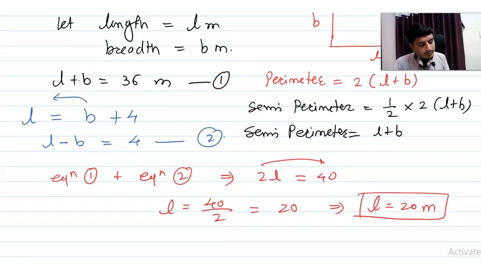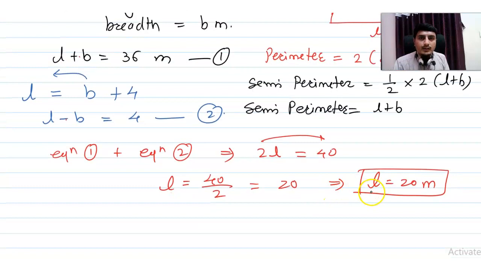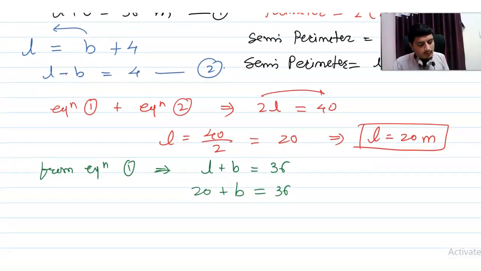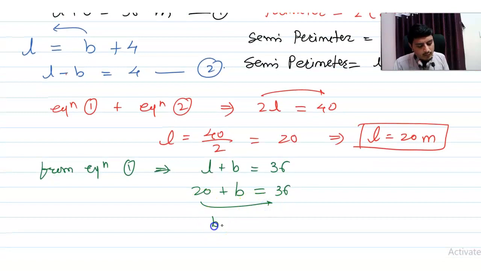Now to evaluate the breadth of the garden, let us put the L value as 20 in any one of the equations among 1 and 2. We are choosing equation number 1, so I am writing from equation 1. Equation 1 is of the form L plus B equals 36. Value of L is 20. Put L equals 20, so that we now have 20 plus B equals 36. To evaluate the value of variable B, shift 20 from LHS to RHS.